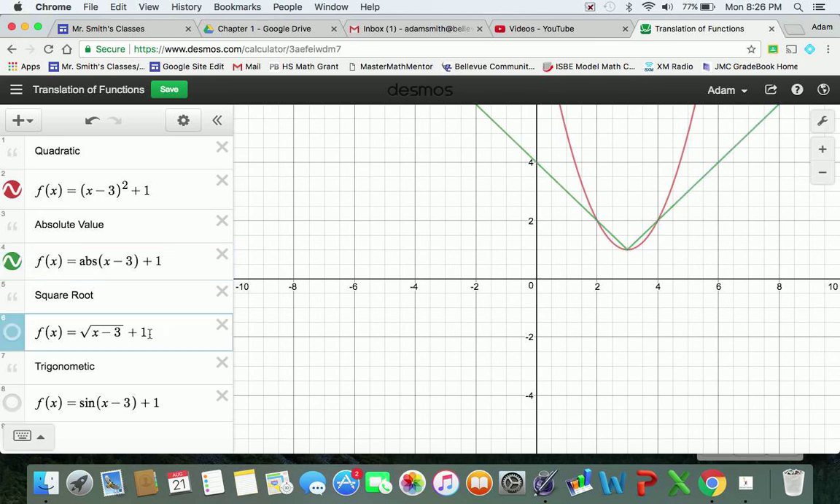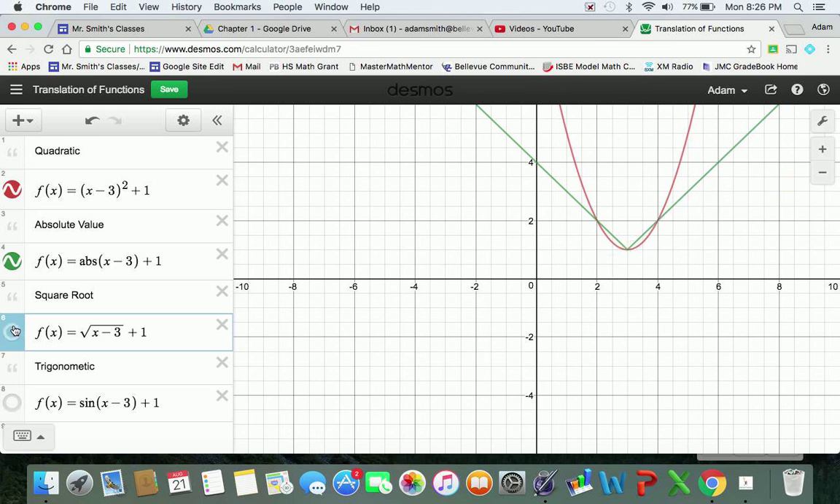Square root. Where do you think we're going to start? It's that sideways half parabola. If I turn it on, lo and behold, we start at 3 comma 1. Okay, and since we know it's a sideways half parabola, I just start at 3 comma 1, and there's my sketch, build up from there.